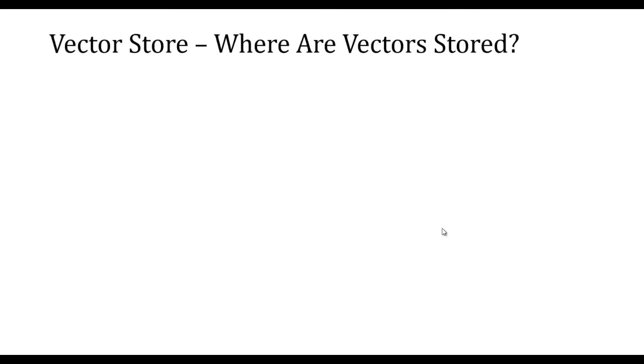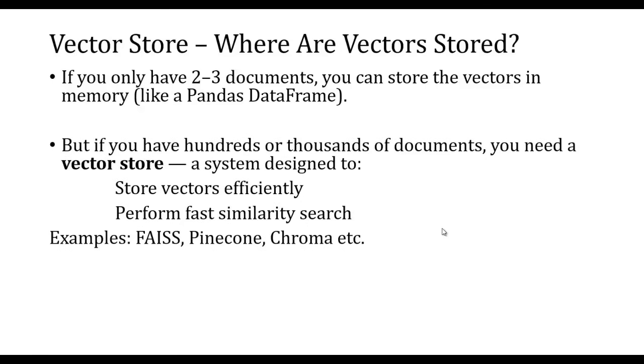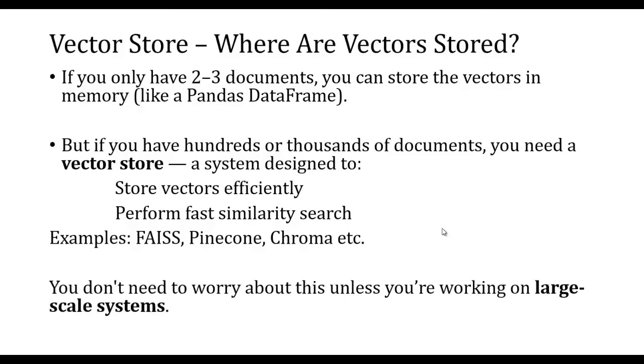Before we move forward, let's discuss vector store. Please remember, if you only have 2-3 documents, you can store the vectors of those documents in memory, like a pandas data frame. But if you have hundreds or thousands of documents, you need a vector store, a system designed to store vectors efficiently and perform fast similarity search. These are some examples of vector stores: FAISS, Pinecone, ChromaDB, etc. So please remember, you don't need to worry about this unless you are working on large scale systems. We can use a pandas data frame as a vector store if we are working on 2-3 documents, right? Hope all of you are clear with vector store.